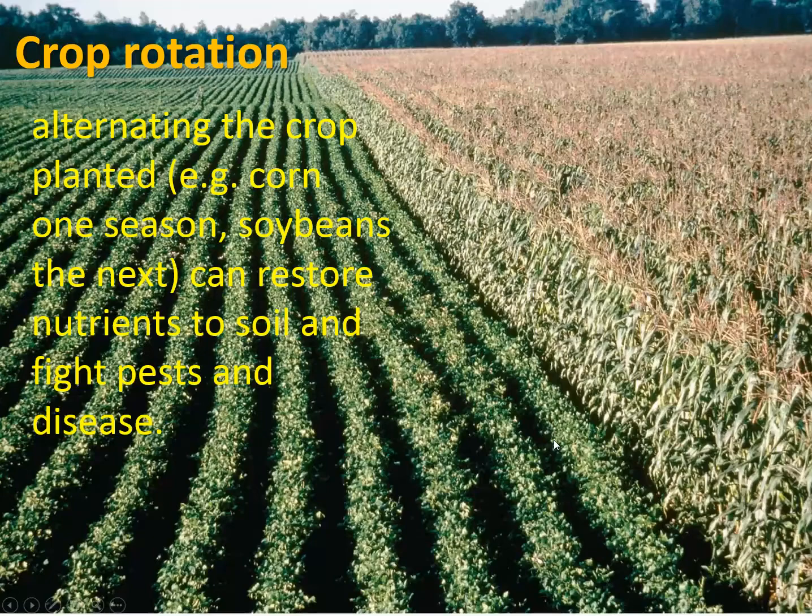All right, welcome back to part 2, overcultivation. So this means you're growing crops too intensely on the land. You're not giving time for the nutrients to renew themselves. So one way to prevent this is to do what's called crop rotation, meaning alternating the crop planted. Example, corn one season, soybeans the next. This can restore nutrients to the soil and fight pests and disease.